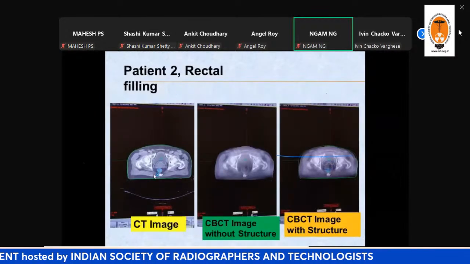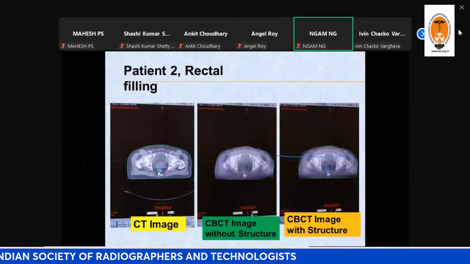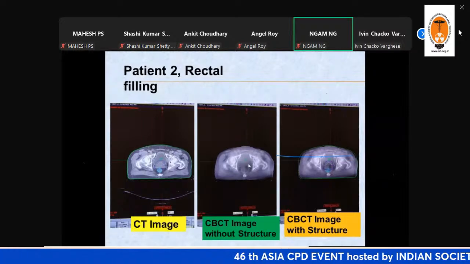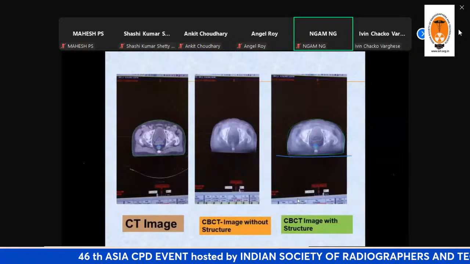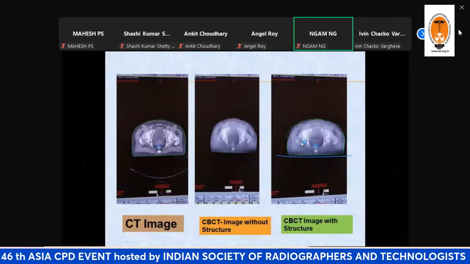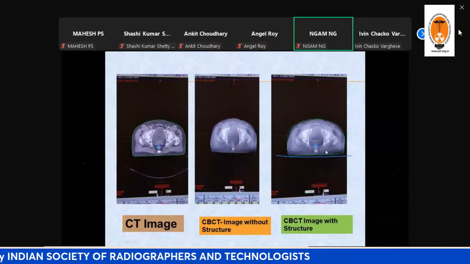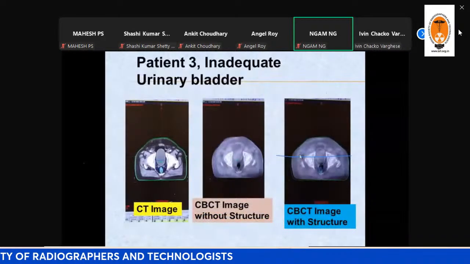And this is the rectal filling. You can see in this case there is the CT image, the rectum is collapsed, but in CBCT you can see that the rectum is filled, distended. So intervention is done so as to bring the rectum back to the same position as the CT. Again, the enema was given in this case.